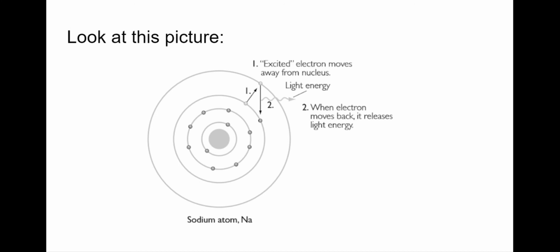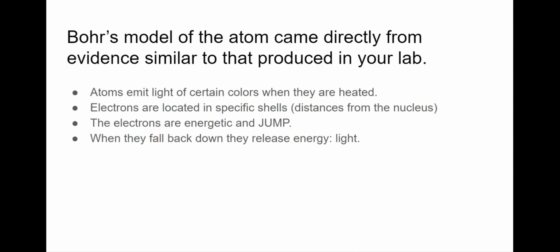In that first shell, we see 2 electrons. In the second shell, we see 8 electrons. In that next shell, we only have 1, and that 1 electron jumps up to the outermost shell and then eventually falls back down. The electrons can energetically jump up between these shells, but they can't occupy space in between the shells. When the electrons fall back to their original positions, they release energy in the form of light.